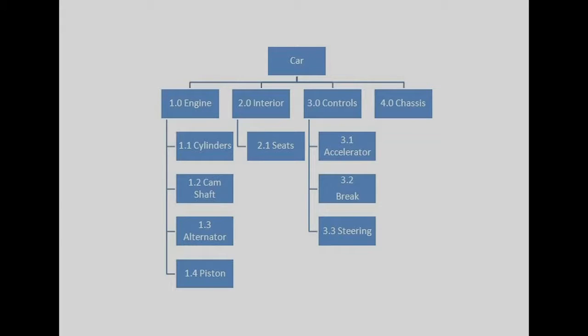Here is a simple example of WBS, the car manufacturing. The car parts are divided into many tasks: engine, interior, controls and chassis. Engine is again subdivided into cylinders, camshaft, alternator, piston. Similarly, for interiors: seats, controls, accelerator, brake, steering. You can see that all the branches, that is all the parts, all the levels are not equally divided. All these are important when we are considering a WBS.